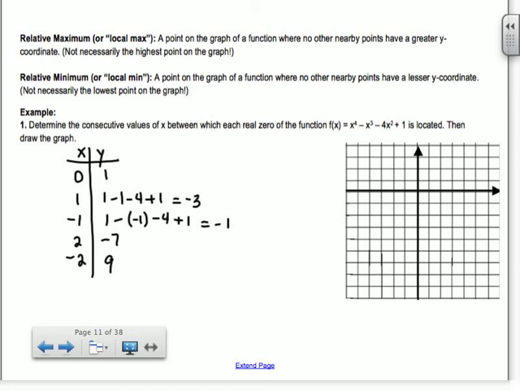Okay. All right, so I get 0, 1, 1, negative 3, negative 1, negative 1, 2, negative 7, negative 2, 9. So negative 2 is way up here somewhere. Okay, think about the end behavior. It's x to the 4th. And it's positive. So your end behavior on the end should go like that, right?